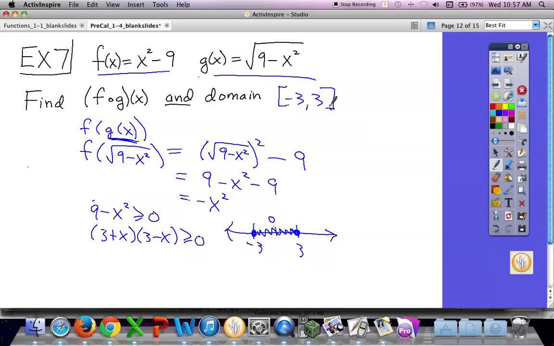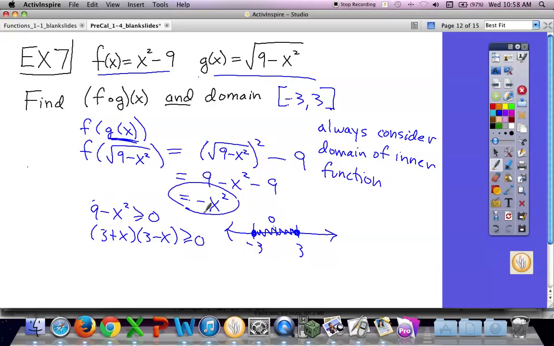Yeah, always look at the inner function. Always consider the domain of the inner function, right? And then it goes without saying that you have to look at the composition. I mean, if the composition had to divide by a variable, you'd have to say it, right? But that's the one I think is more obvious. Still you check that, but make sure that you check that.